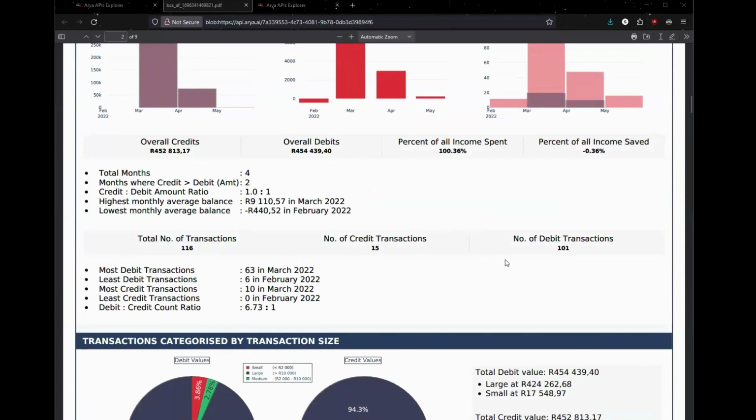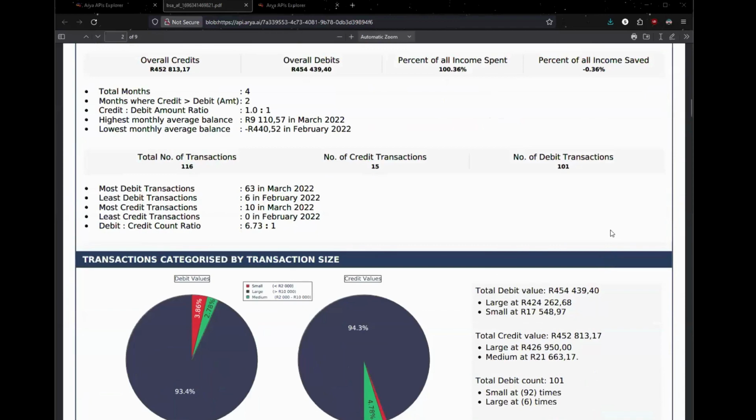So for someone who just wants to have a quick look and see how the bank statement is doing, this particular page could be of importance. And this is also in the Excel report as well. There's nothing missing in the Excel report.